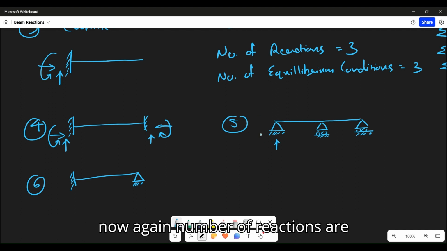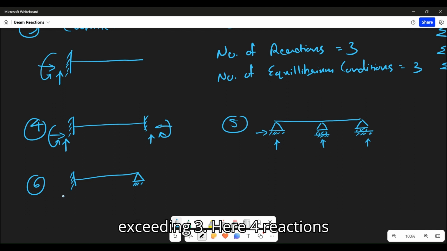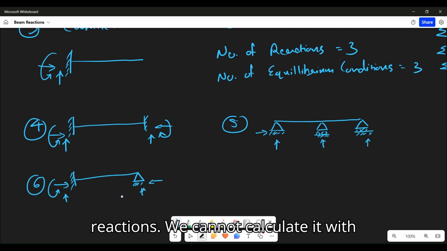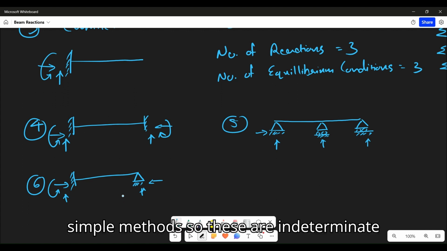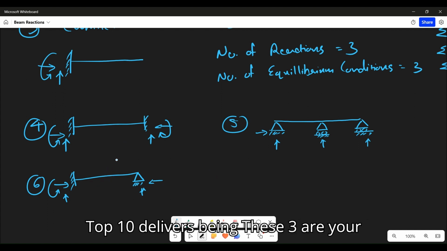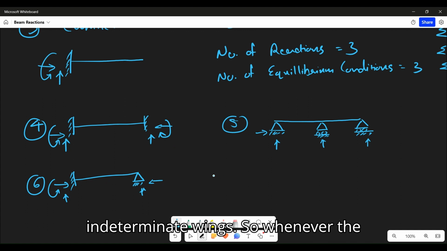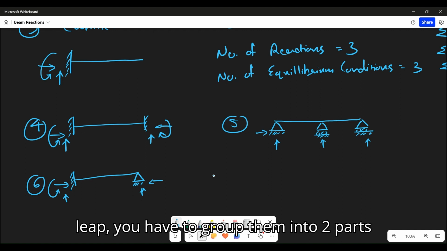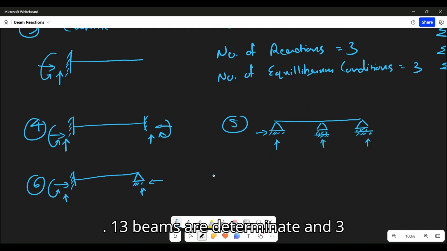Now again, the number of reactions is exceeding three. Here four reactions, and here one, two, three, four, then five reactions. So with more than three reactions, we cannot calculate with simple methods. So these are indeterminate beams: fixed beam, continuous beam, and propped cantilever beam. These three are your indeterminate beams. So whenever the question is asked, explain types of beam, you have to group them into two parts. Three beams are determinate and three beams are indeterminate. Right?